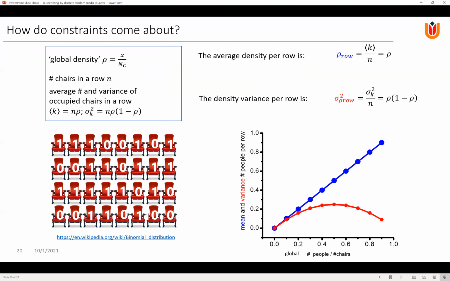So what that means for the basically the same graph, where we had a mean and variance of the number of people per row versus the total density of people that we are going to put in, the mean will still increase. The variance will basically depend on how much we try to cram this system.